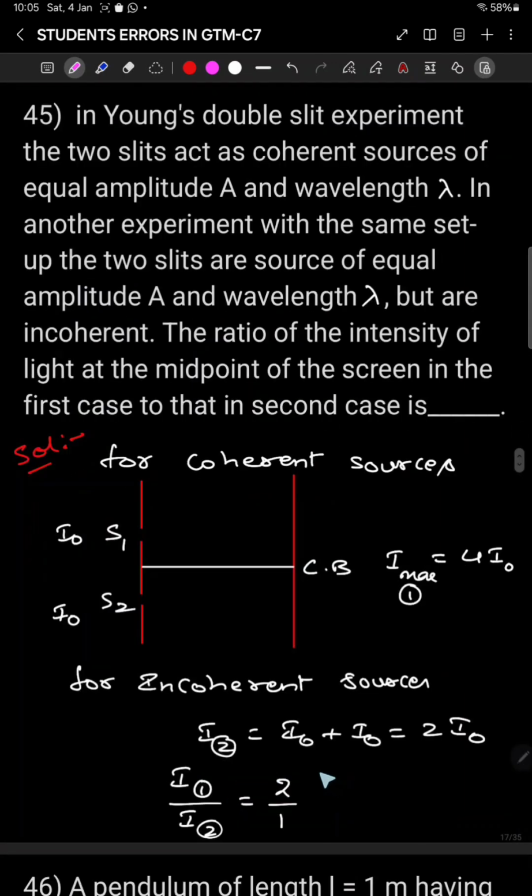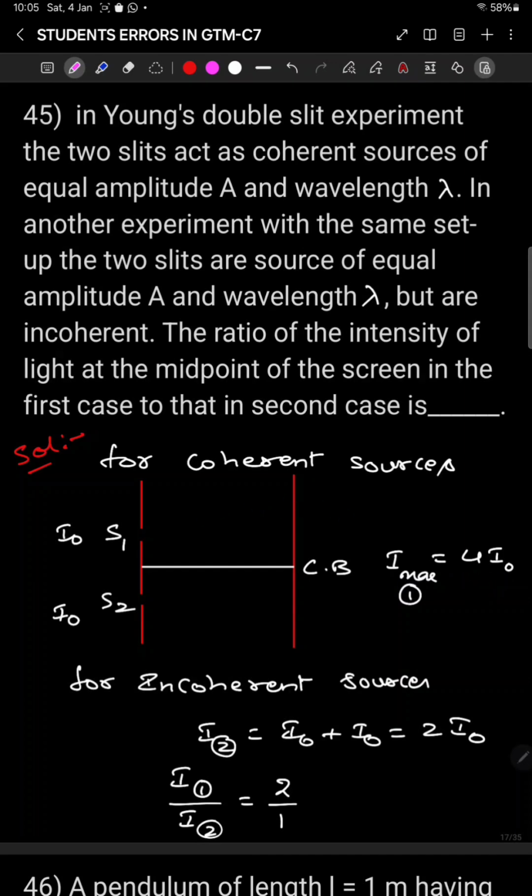Now let us go to the next question. This question belongs to YDSE experiment in wave optics. Here in this question they mentioned two coherent sources S1, S2, each of intensity I0, arranged like this. At central maximum, they are asked the maximum intensity, how much? At central maximum, the maximum intensity we know is 4I0.